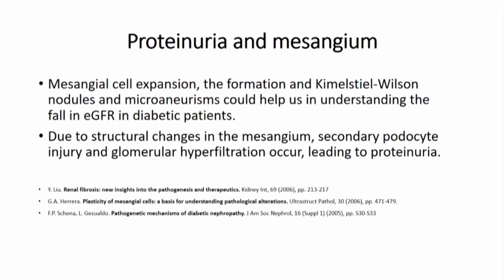To point out the role of the mesangial cell, we should be aware of some facts. Mesangial cell expansion and the formation of the already mentioned Kimmelstiel-Wilson nodules and microaneurysms could help us understand the fall in the estimated GFR in diabetic patients. Due to these structural changes in the mesangium, secondary podocyte injury can also be a defect, and glomerular hyperfiltration occurs, and of course all together leads to the proteinuria we are discussing today.